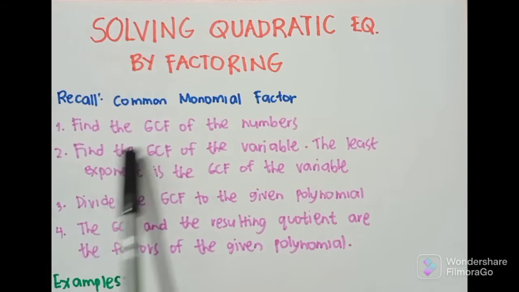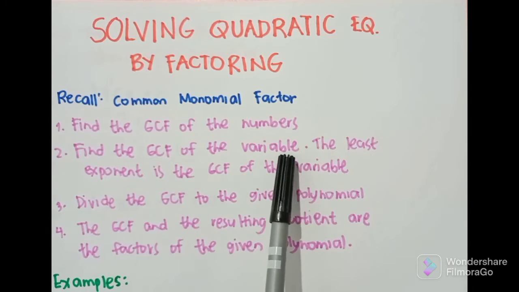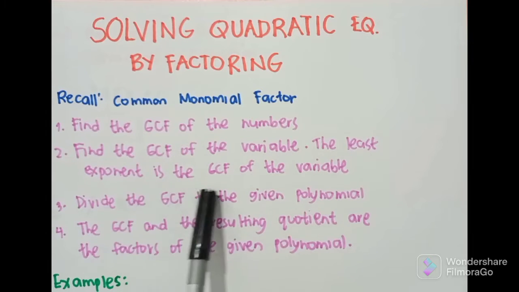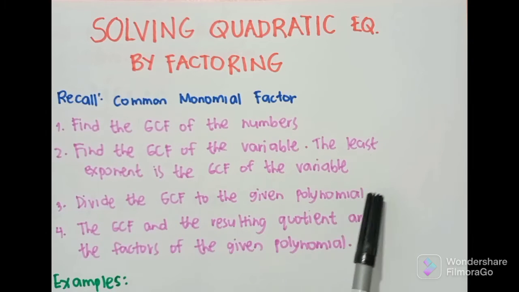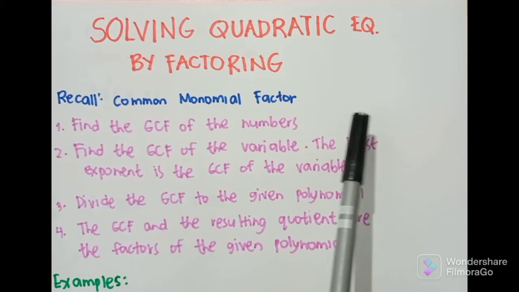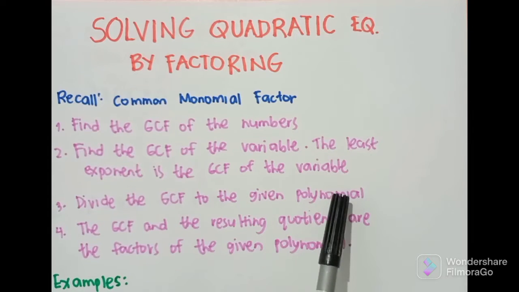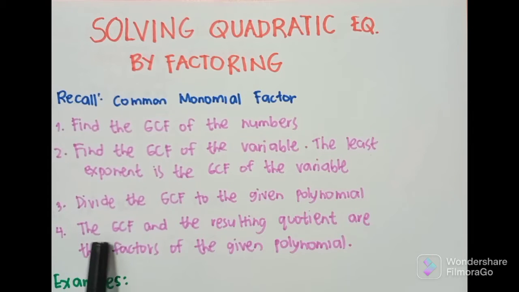So una, find the GCF of the numbers. Two, find the GCF of the variable. Sabi, the least exponent is the GCF of the variable. Number 3, divide the product of the GCF of the number and of the variable to the given polynomial. Number 4, the GCF and the resulting quotient are the factors of the given polynomial. So paano nga ba yun gagawin?